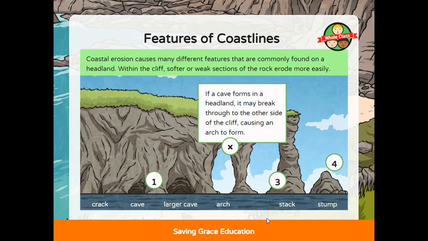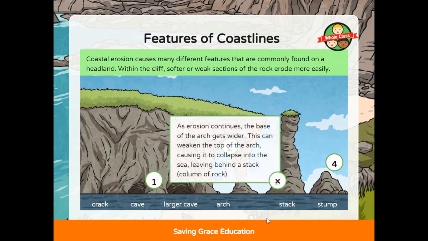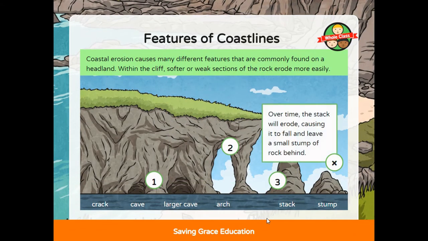If a cave forms in a headland, it may break through to the other side of the cliff, causing an arch to form. As erosion continues, the base of the arch gets wider. This can weaken the top of the arch, causing it to collapse into the sea, leaving behind a stack, a column of rock. Over time, the stack will erode, causing it to fall and leave a small stump of rock behind.